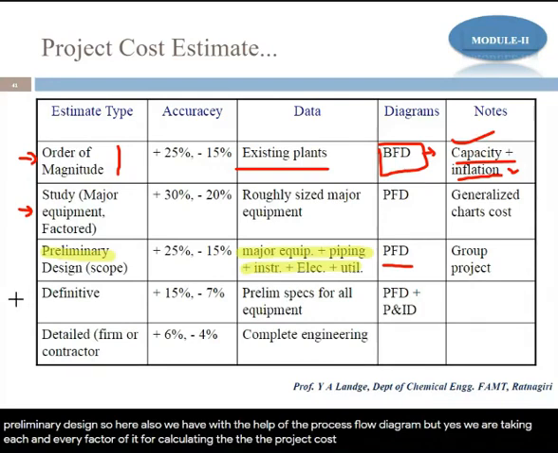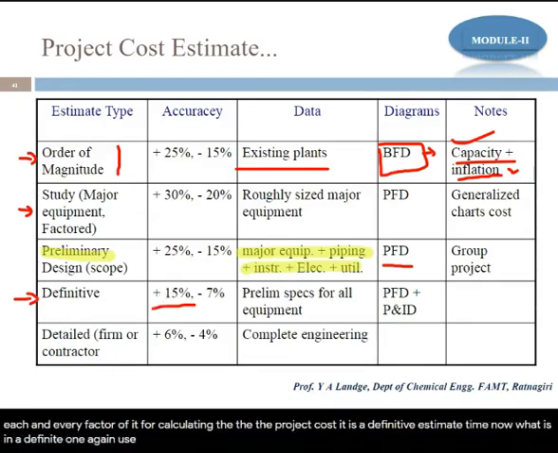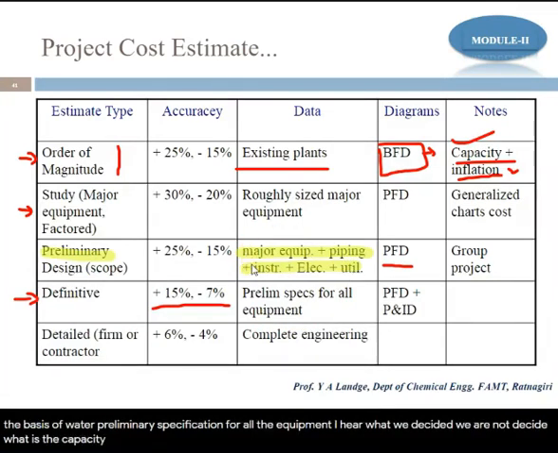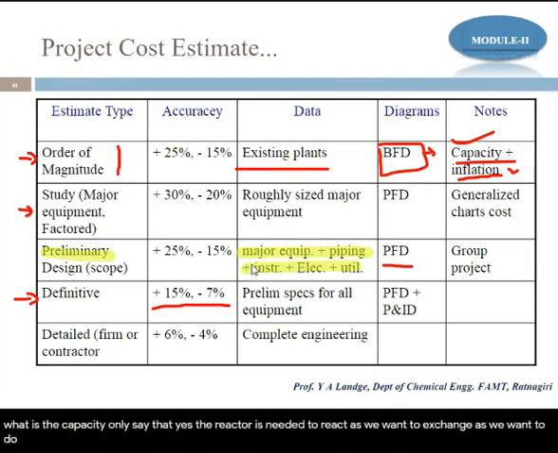The fourth point is the definitive estimate type. Now what is in a definitive one? Again you see here plus 15% and minus 7%. So this one is again decided on the basis of what? Preliminary specification for all the equipment. Here we do not decide the capacity. We only say that yes, the reactor is needed: 2 reactors we want, 2 exchangers we want, 2 distillation columns we want, 1 separator I want. So these are the equipment.